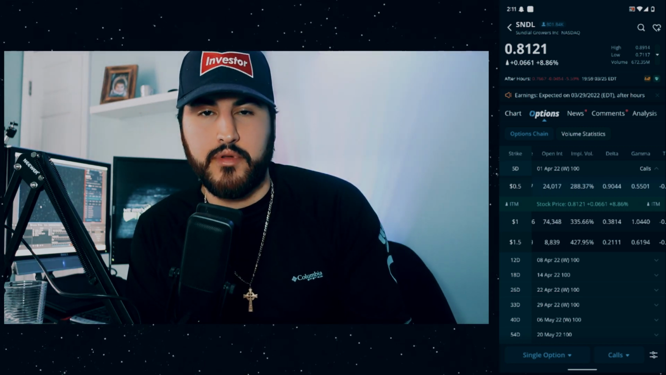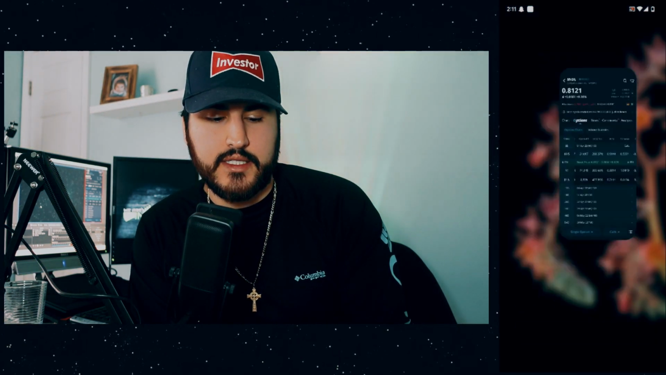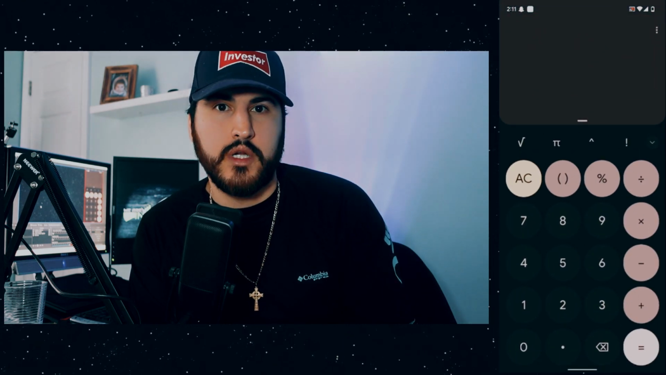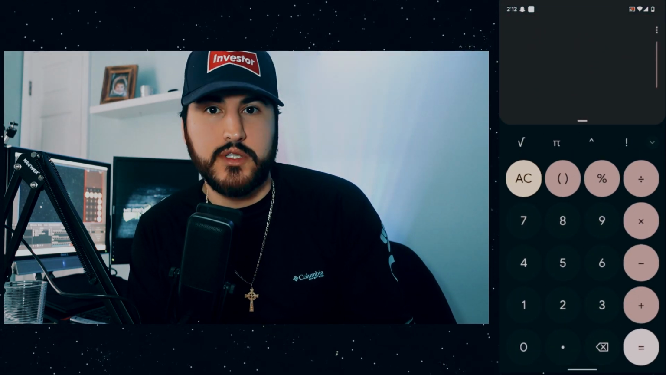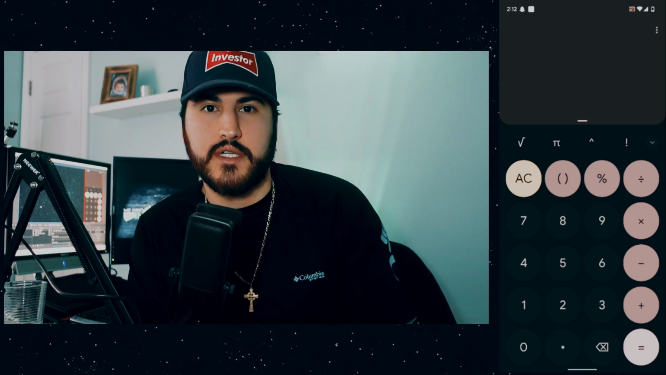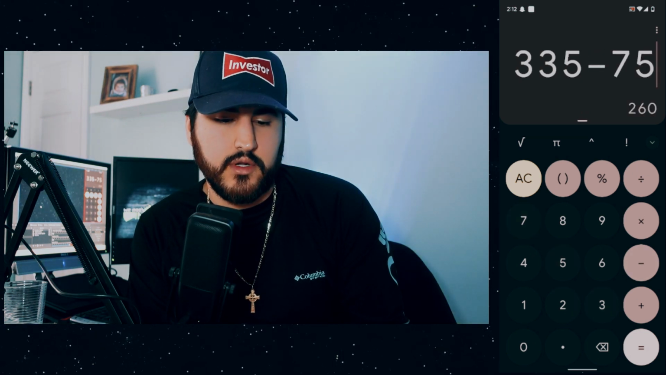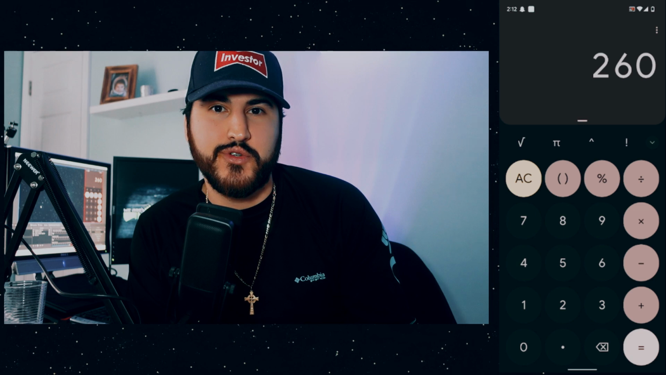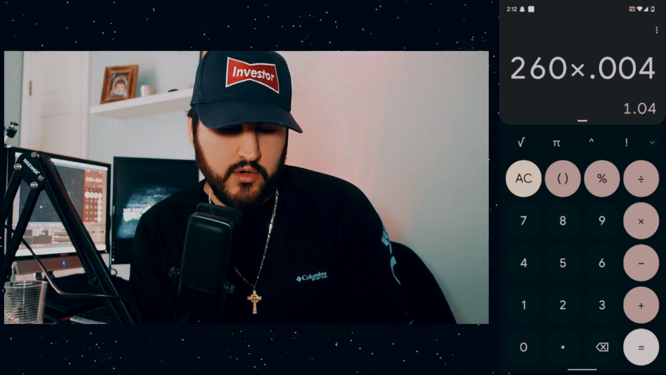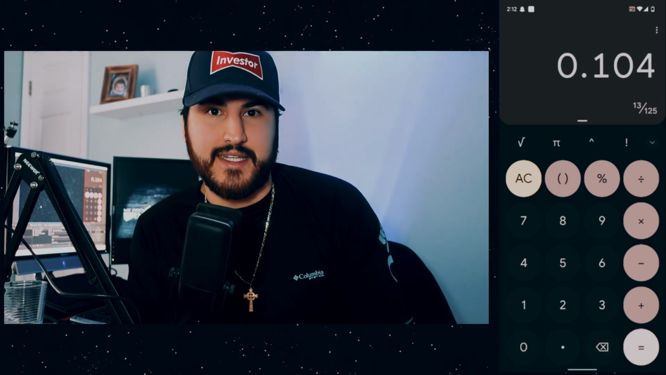That might not seem like a lot, but implied volatility right now is sky high. So let's say that implied volatility was to drop down to, let's say, 75%. Let's see what kind of decrease that would have. Now, this isn't going to be the true number because Vega is going to change depending on what implied volatility is, but this is going to give us a good example. So we're looking at 335. We're going to say that's going to go back down to 75%. That's a 260 point drop. Then we're going to times that by Vega, which is 0.004, and that is a 10-cent drop.